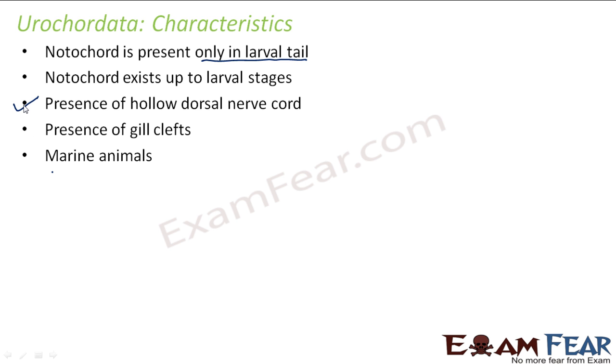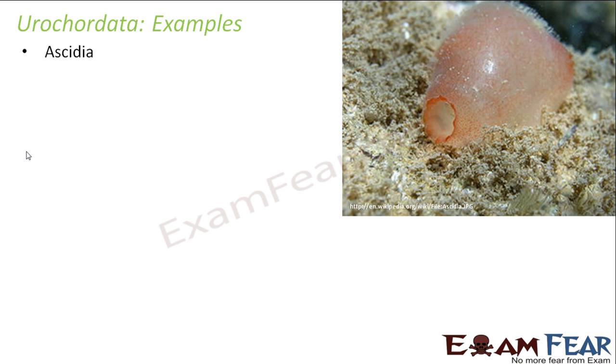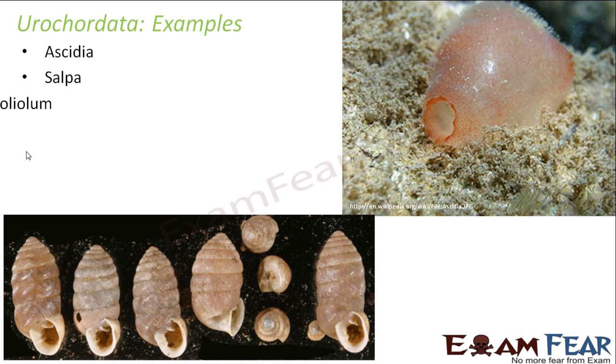So as you see, this is a feature of chordata. This is also a feature of chordata, just that the notochord is not present throughout lifetime. Pharyngeal gill slits are present in the form of gill clefts. They are all marine animals. Some of the examples of Urochordata are Ascidia, Salpa, and Doliolum. So these are some of the examples of Urochordata.